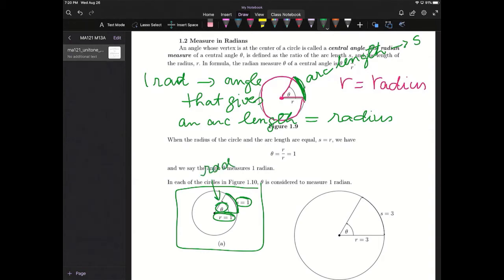Now, if my circle has a different size, the radius will be different, right? So let's say radius 3. But the angle that gives an arc length also equal to 3 is still going to be the same, which is 1 radian. That measurement is actually about 57 degrees, or 57.3 degrees. That's approximately the number for 1 radian.